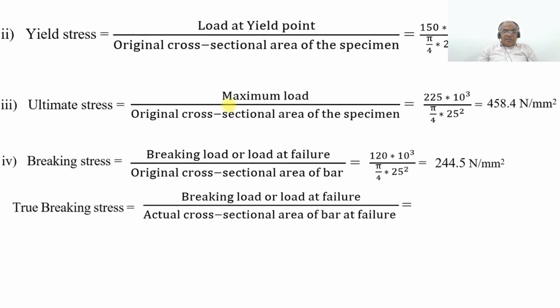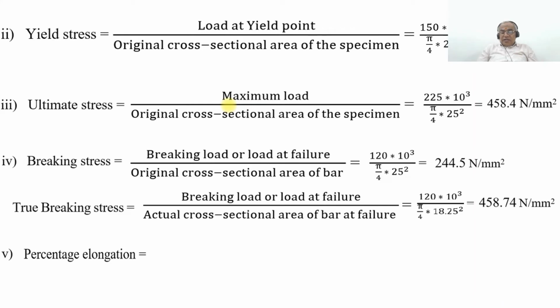So then what is the true breaking stress? The true breaking stress is the breaking load, or load at failure, divided by the actual cross-sectional area of the specimen or the bar at failure. So what is the breaking load? The breaking load is nothing but 120 kilonewton, converted into Newton, 120 into 10 to the power of 3, divided by the actual cross-sectional area, which is pi by 4 into 18.2 square. So that will be equal to, on simplification, 458.74 Newton per mm square.